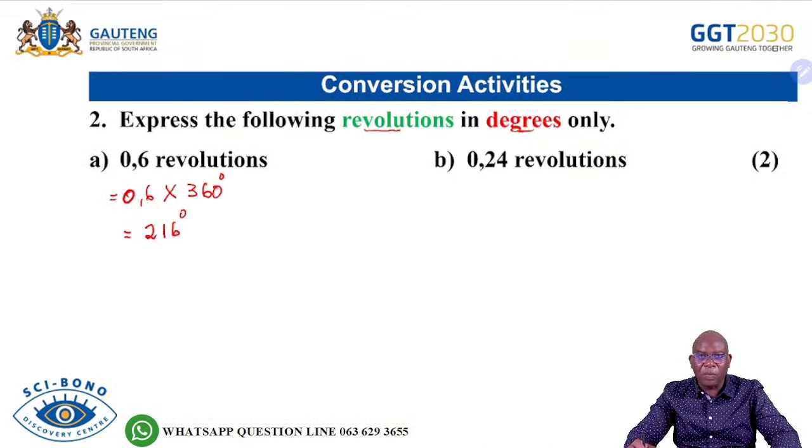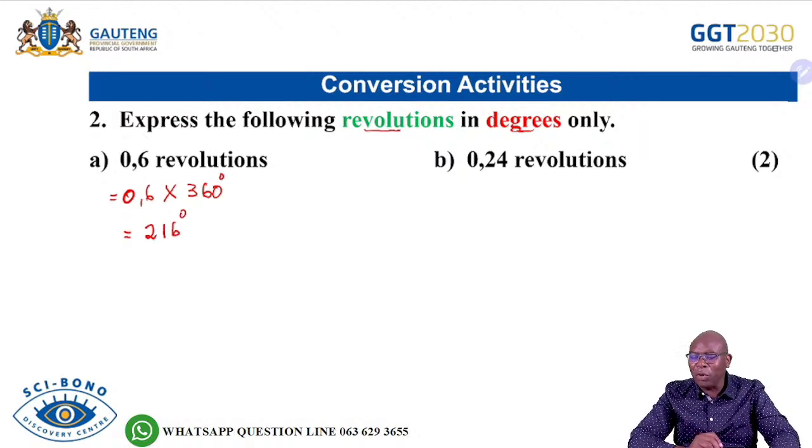All right. I hope you did not struggle with that. And remember, the mark there is only 1 mark. So now let's look at 0.24. We gave you enough time to go to your calculators and try to get your answer. Remember, you can send your answer to 063 629 3655. If you send your answer there, then we'll be able to check if you are correct or not.